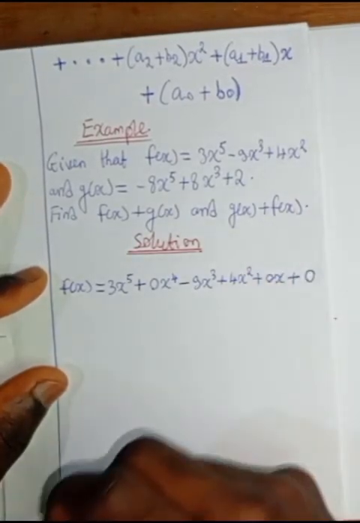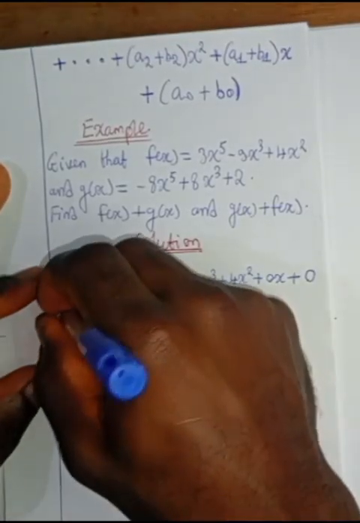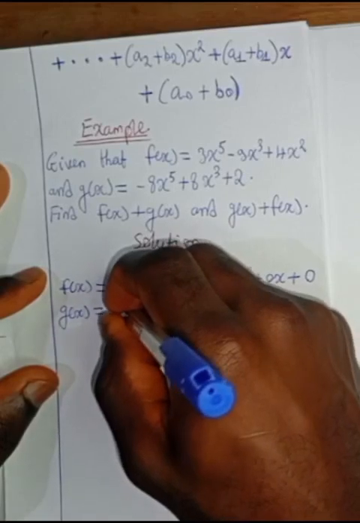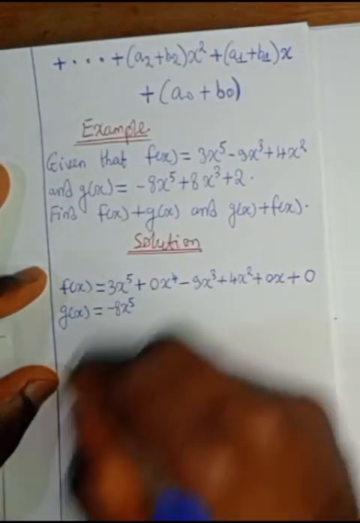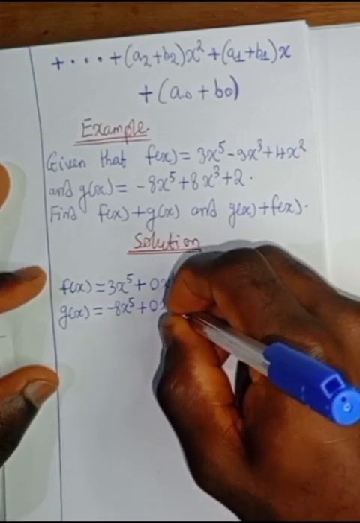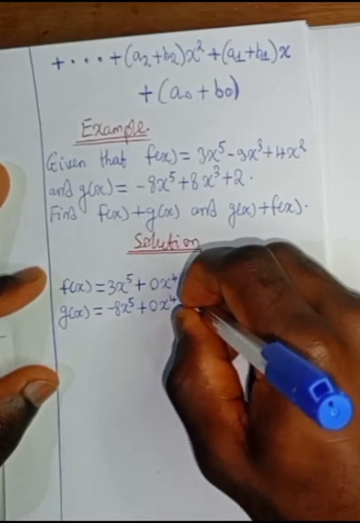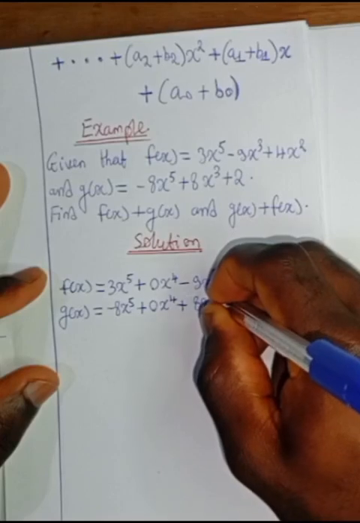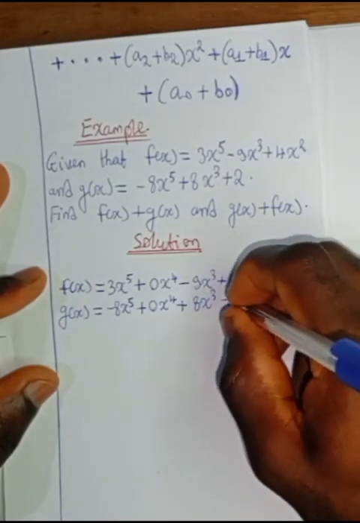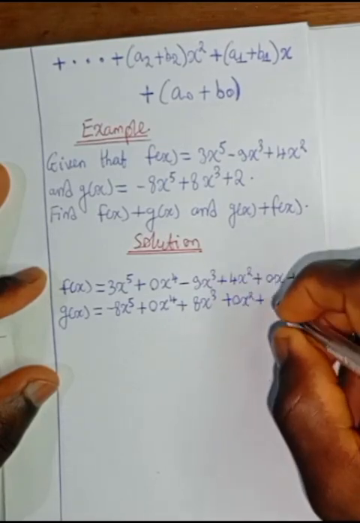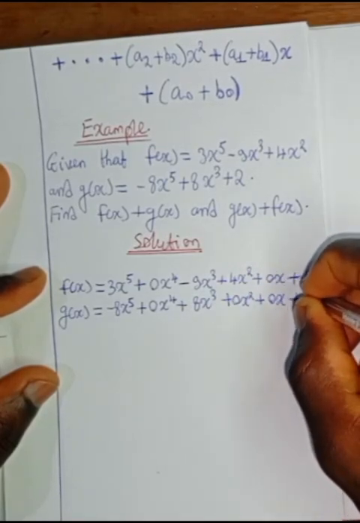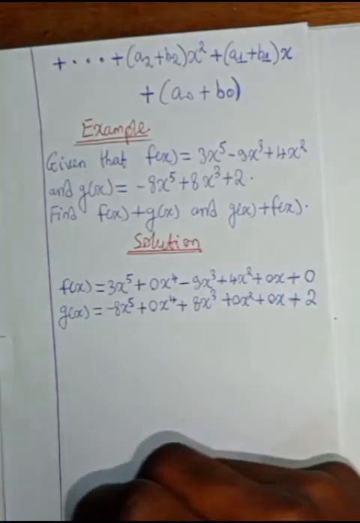plus 0. Next, we write down the polynomial g of x, which is equal to negative 8x to the power 5 plus the term in x to the power 4 is absent, plus 0x to the power 4 plus 8x cubed plus the term in x squared which is absent, 0x squared plus the term in x which is absent, 0x plus the constant term which is present, 2.